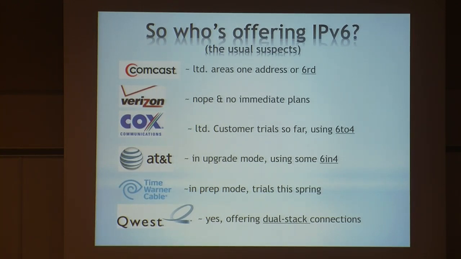If you're running Cox Communications, which are fairly popular around the DC, Virginia area, there are some limited trials. They're actually using a tunneling technique called 6to4. What that means is you have a machine that's running both IPv6 and IP version 4. And since it can communicate over both protocols, it can move the information and exchange the information between two different clients. For AT&T, they're right now trying to do an upgrade mode. And they are using some 6in4, and that's a tunneling technique I'll go into in just a little bit. For their DSL service, they are offering it for some limited areas.